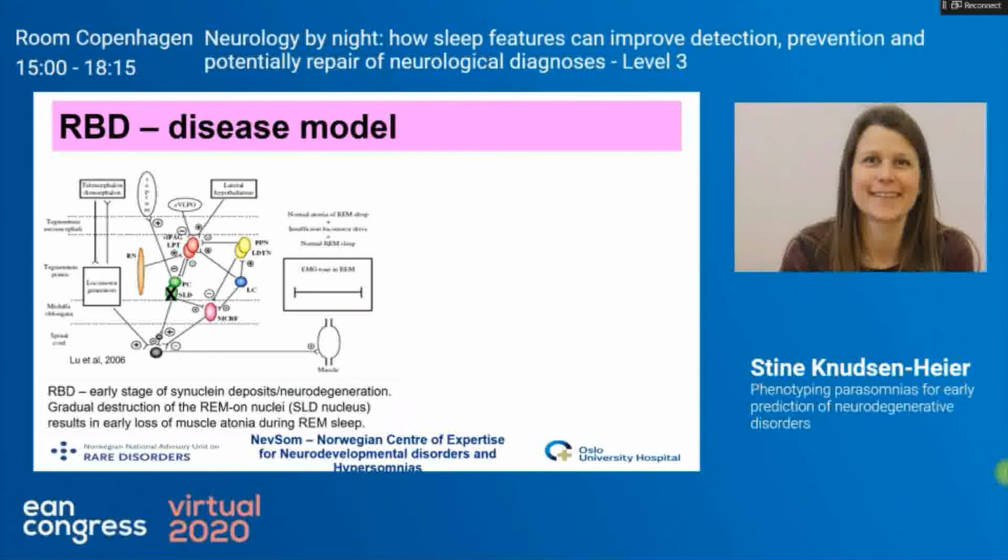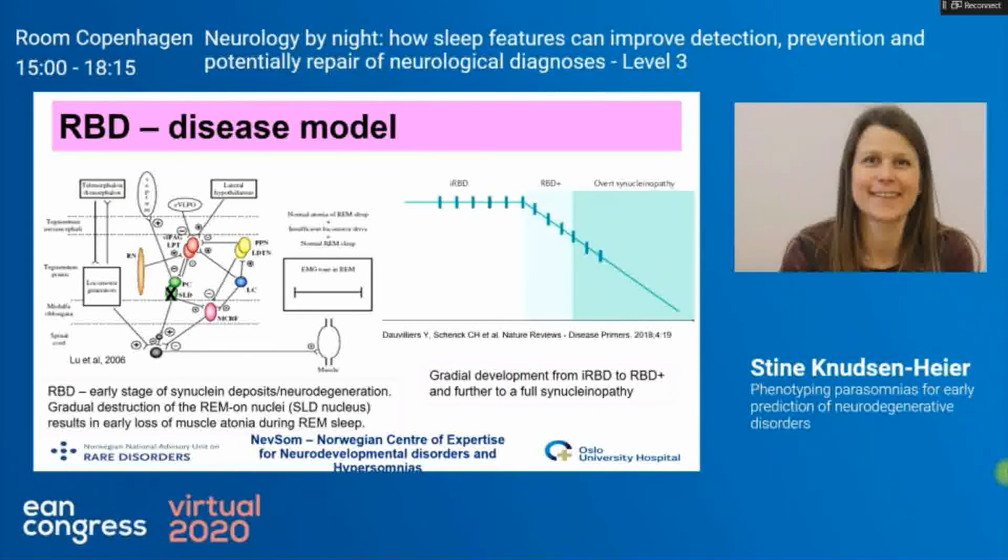So the disease model for REM sleep behavior disorder, or RBD, is, as we talked about previously, that if you lesion the superlateral dorsal nucleus, the little green one with an X over here on the picture, then you are in REM sleep, but you are no longer paralyzed. And this is what the theory is, that because of synuclein deposits and neurodegeneration at early stages of a synucleinopathy, this nucleus is lesioned, so the patients very early on have REM sleep behavior disorder before all of the other symptoms.